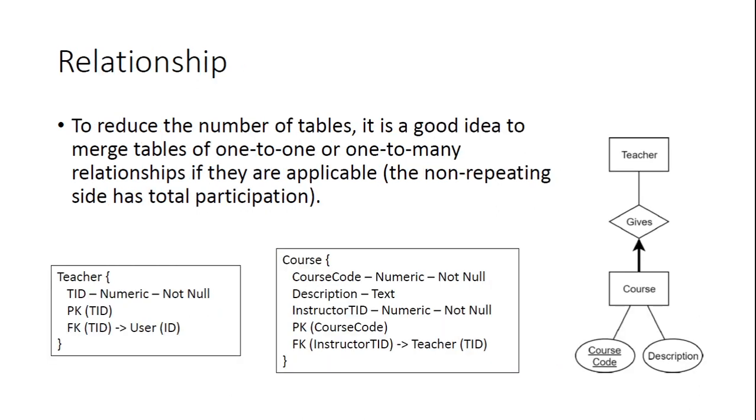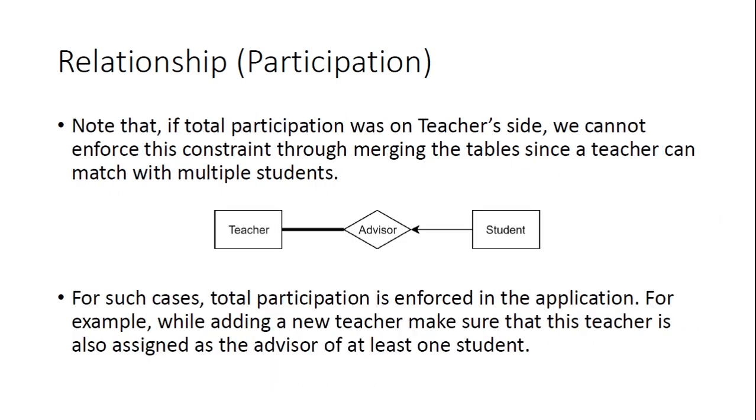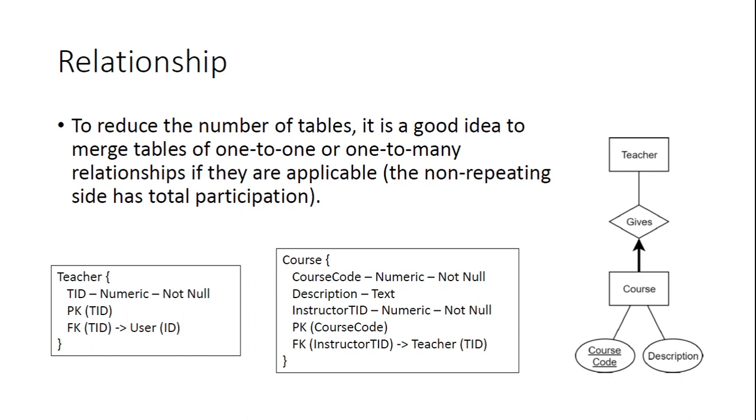So we were here. For teachers teaching courses, since we have total participation on the course side for this gives relationship, we can merge the gives and course tables together. We don't really need to write it into the name all the time. In this example, we wrote student with advisor, but if we were merging multiple tables together, the name would get longer and longer. We would like to keep things simpler and shorter.